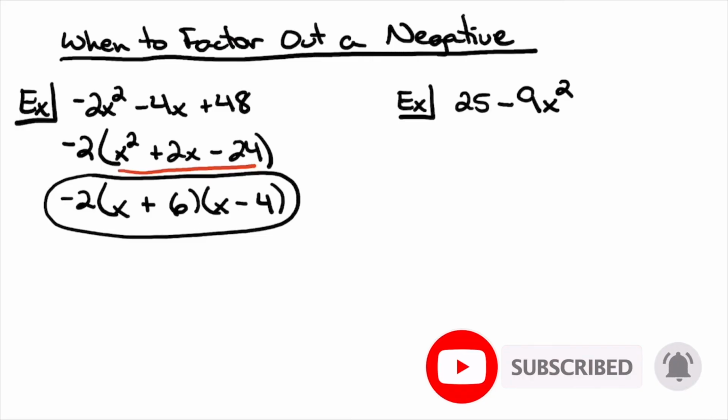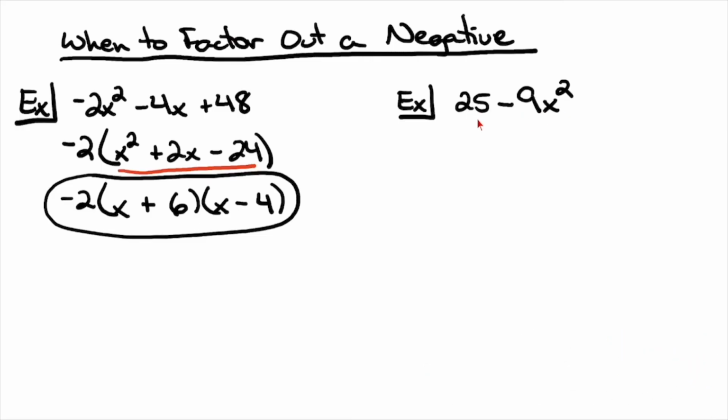Now, over here on this second example, you've got a perfect square root of 25, you've got a perfect square root of 9x squared, with a minus sign. So yes, this is definitely the difference of two squares. All right, there is no reason to factor out a negative.